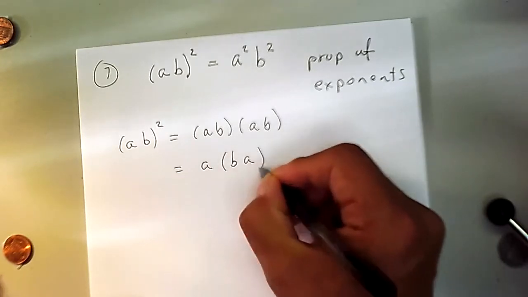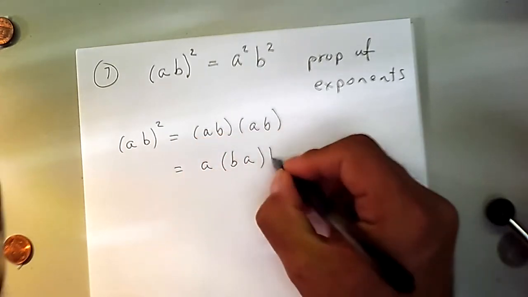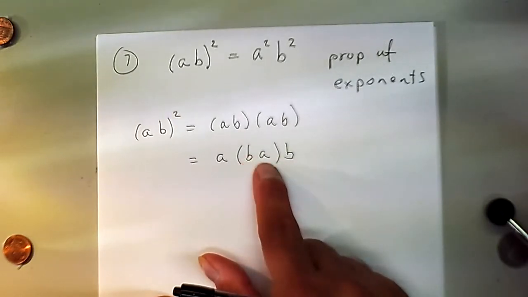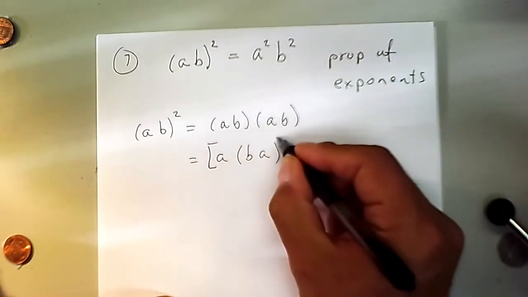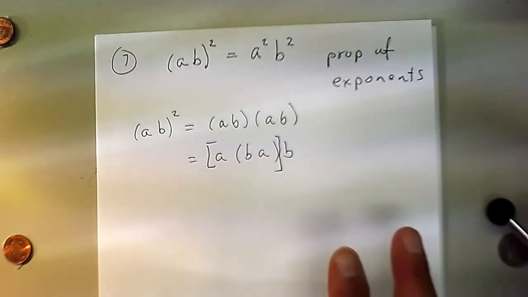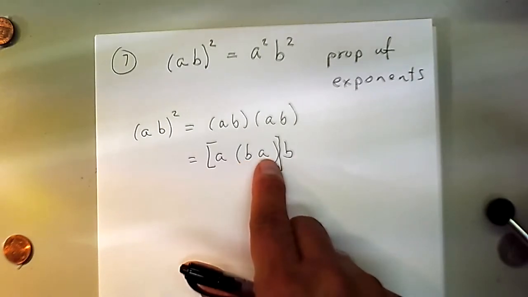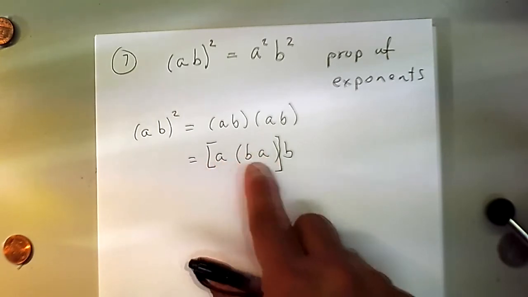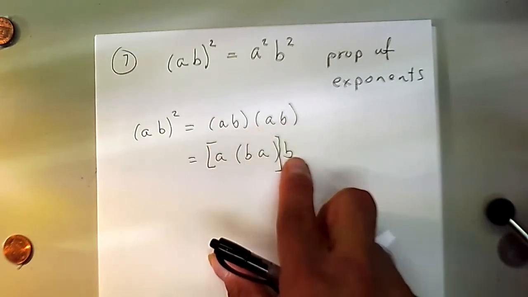So I still have them in the same order, A, B, A, B, A, B, A, B, except that now they're associated differently. We're going to do BA first. Technically speaking, because multiplication is a binary operation, we only multiply two things at a time. So we multiply BA first, then that product has to be multiplied by A, and then after that, we multiply that product with B.